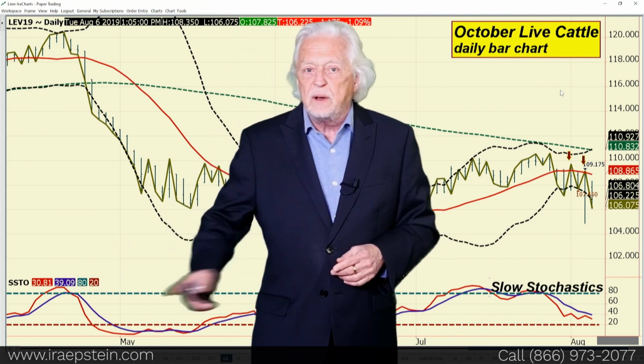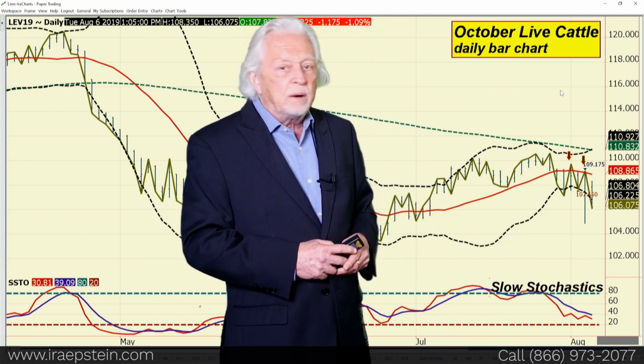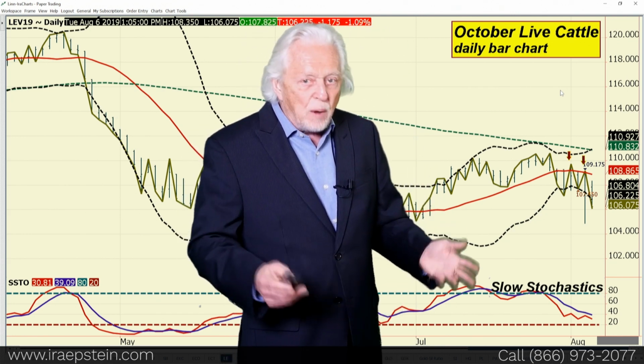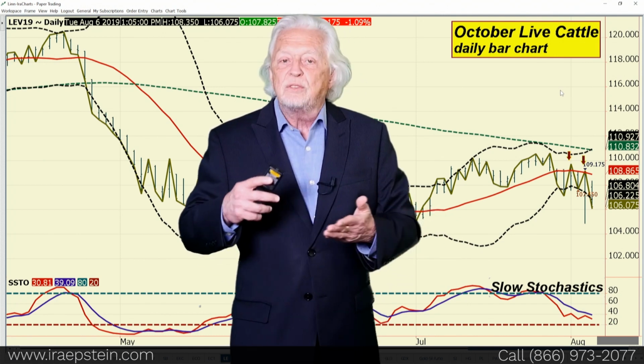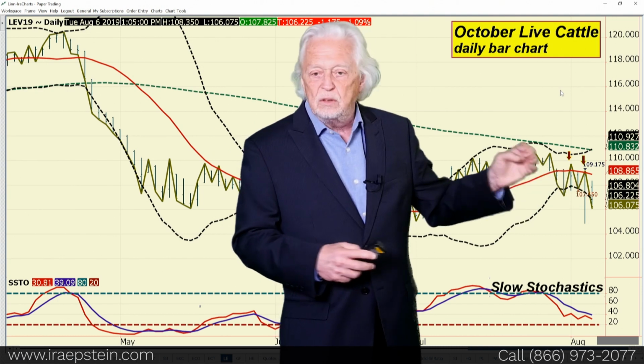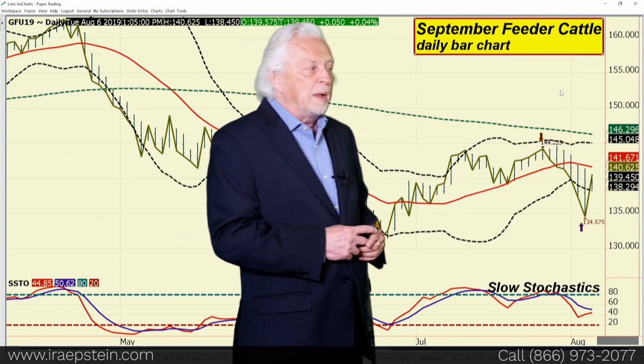I consider any reading in the slow stochastics under 30 as entering oversold territory. Oversold is just that word. It's oversold. It's a filter maybe where certain traders aren't adding to a position, but the trend is down, the bias is down. So at this point, I'd be thinking what the bears are doing.